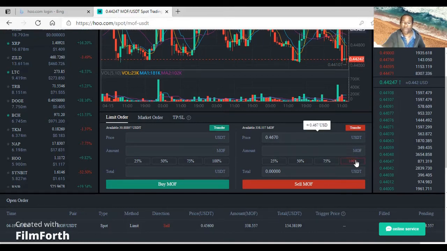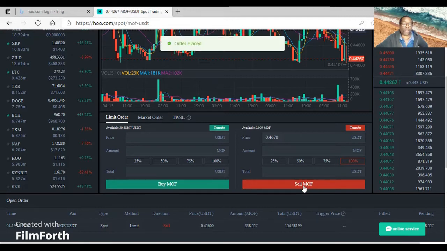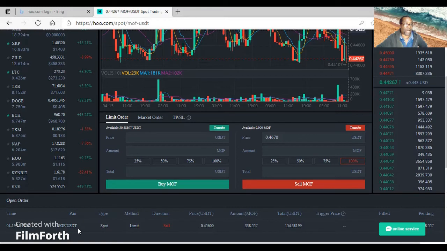I could have even said 25% of it and then put a much higher price to sell the remaining, but let me not be too greedy. So that's it. Now I've chosen to sell the balance, the remaining, the available MOF. I place a second order now, and it will just be part of my open order.